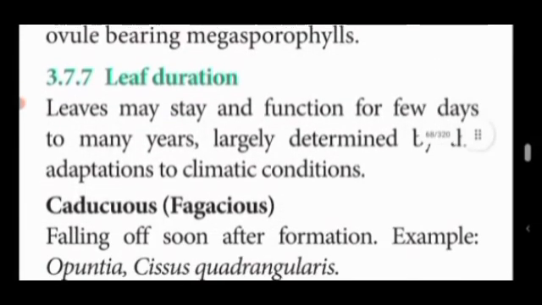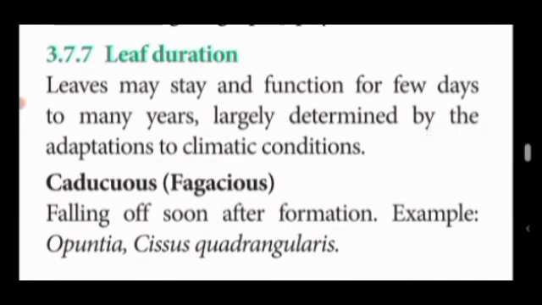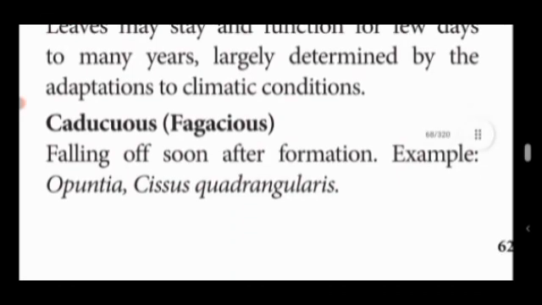The next is leaf duration. The leaf may stay and function for a few years to many years, largely determined by adaptation to climatic conditions. First is caducous: falling off soon after formation. That is, the leaf falls soon after its formation. Example, Opuntia, Citrus, Euphorbia quadrangularis.